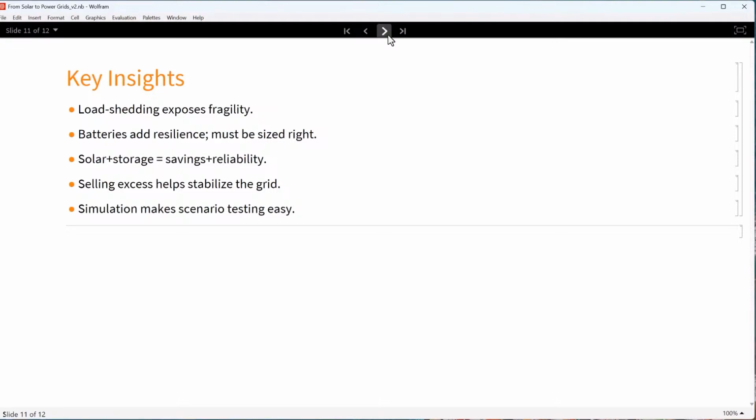We then extended the same approach to community scale systems, showing how one model can be reused and scaled to design grid independent neighborhoods. In short, we saw how simulation makes scenario testing easy, helping us make smart, data driven energy decisions before making real investments.